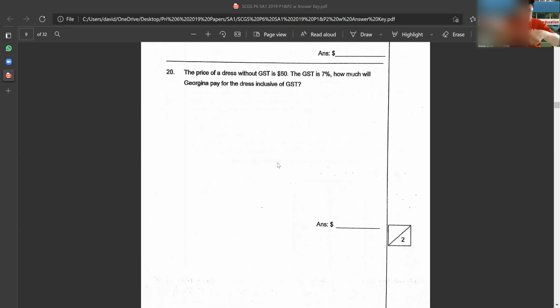Okay, this question. It says that the price of a dress without GST is $50. The GST is 7%. How much would Georgina pay for the dress inclusive of GST? Okay, in this case, 100%. Without GST means 100%. 100% is $50.